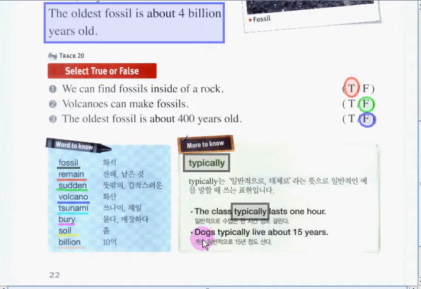Next, dogs typically live about 15 years. Alright, so now what is the meaning of typically in English? It means in a usual way, in most cases, or on most occasions. Got it? Very good.